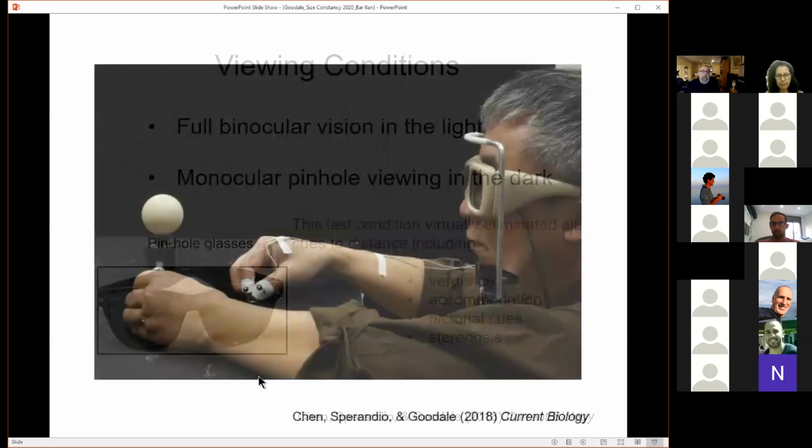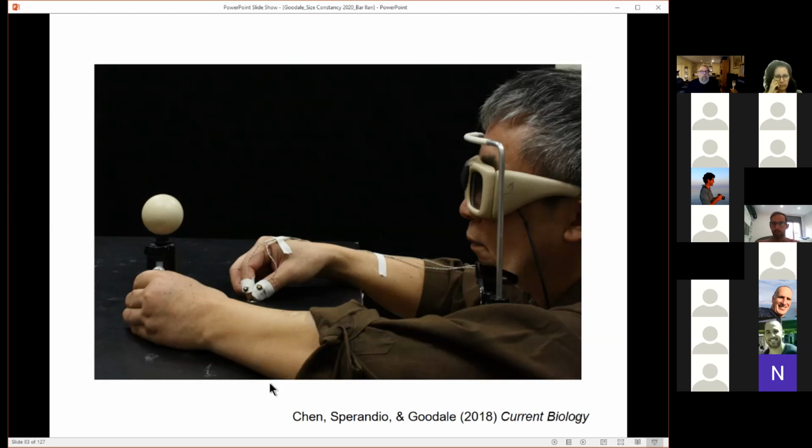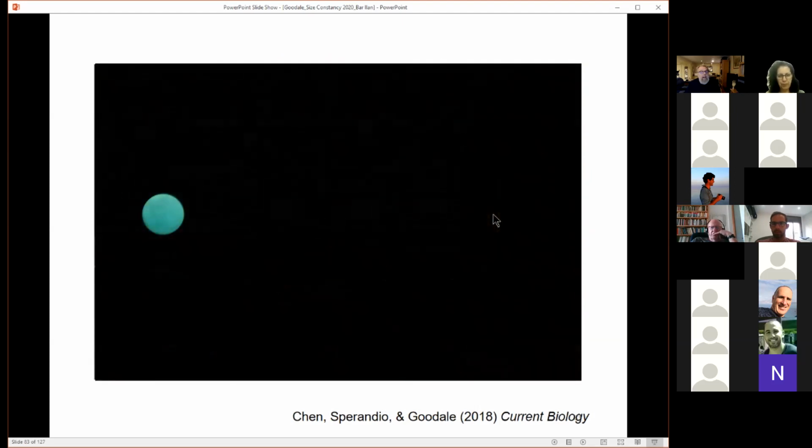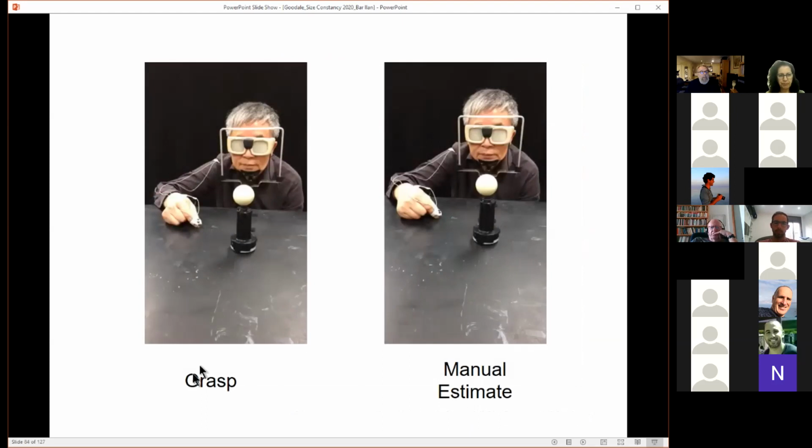Okay. And so it looks something like this to set up. Over top of the pinhole glasses, they wore translucent LCD glasses that we could then make transparent electronically. And it went something like this. So there's a grasp.